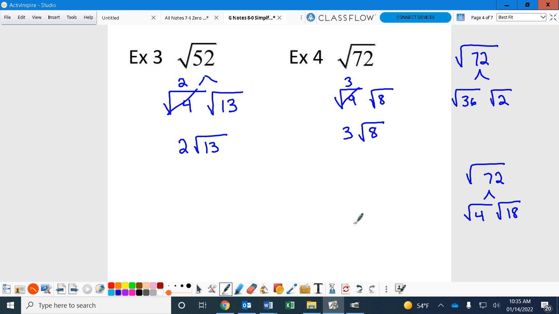Ooh, what can 8? The 8 can break down still. Guys, if you still have a perfect square that can go into that number, you are not done. What perfect square goes into 8? Nicely done. 4, and the other number would be 2. Right? This is why I told you to write it this way.